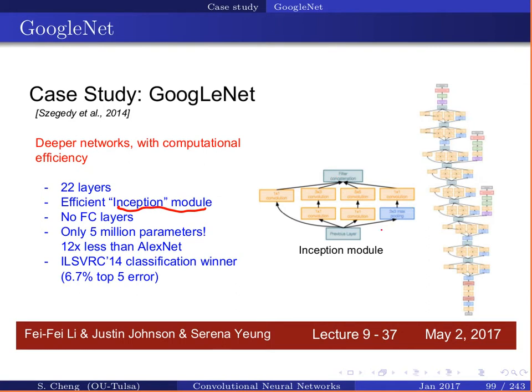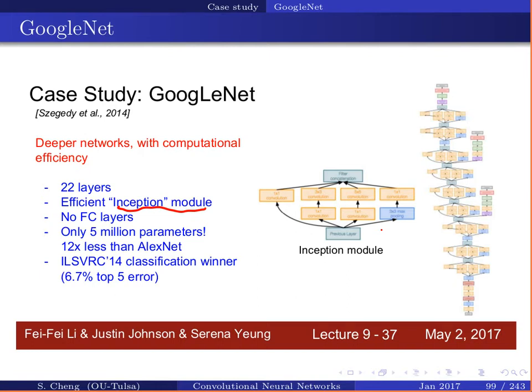That paper also has some nice ideas. For example, as I mentioned, instead of using a fully connected layer, that paper suggested using average pooling, so we can reduce the number of parameters and avoid overfitting.